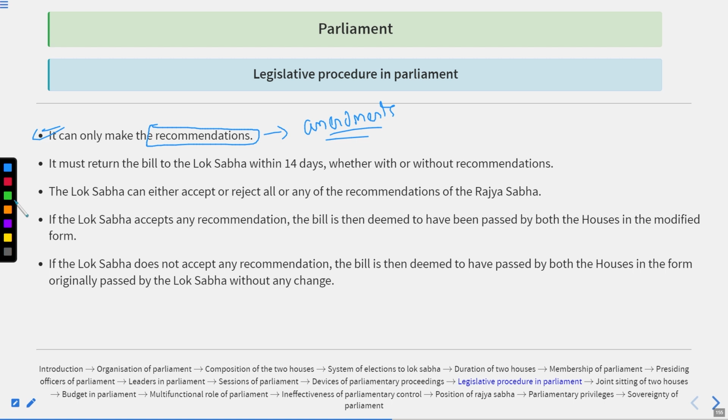Okay, recommendations are basically suggestions, not purpose. They are the suggestions, like do this and these things. Amendments are basically the changes. It means must do it. So these are the two different concepts. So Rajya Sabha could not amend the bill, but they could only give the recommendations or the suggestions only, and you can say these are only the advisory role.